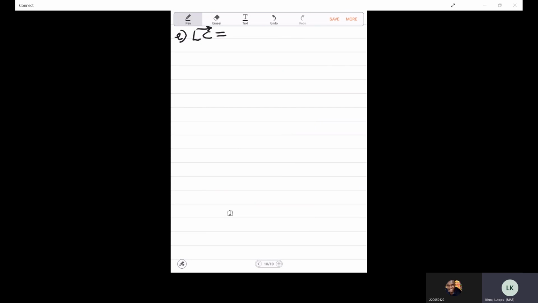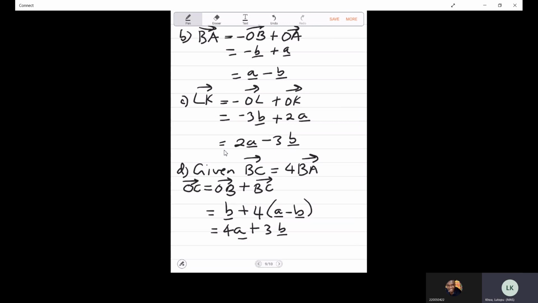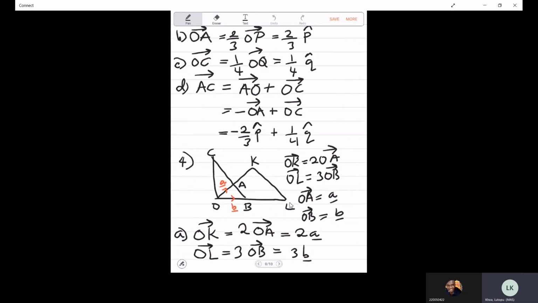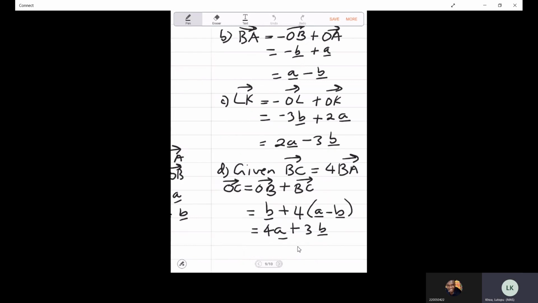Okay, so to work out LC, I'm trying to get from L to C. I can go from L to O and then from O to C, because in the previous question I just worked out what OC is. Okay, and I know what OL is here. It's 3B. So this one is not too complicated.